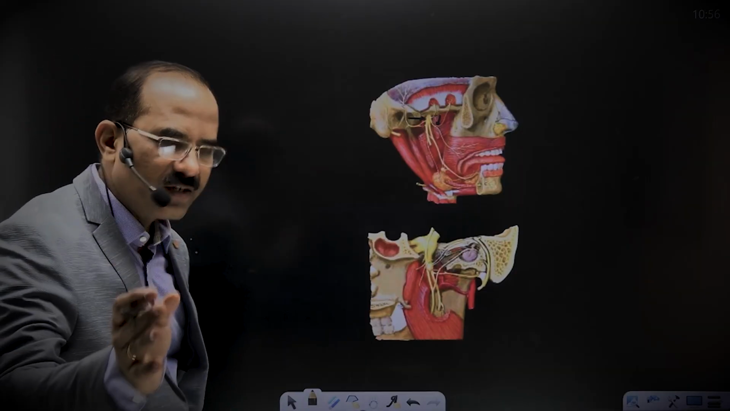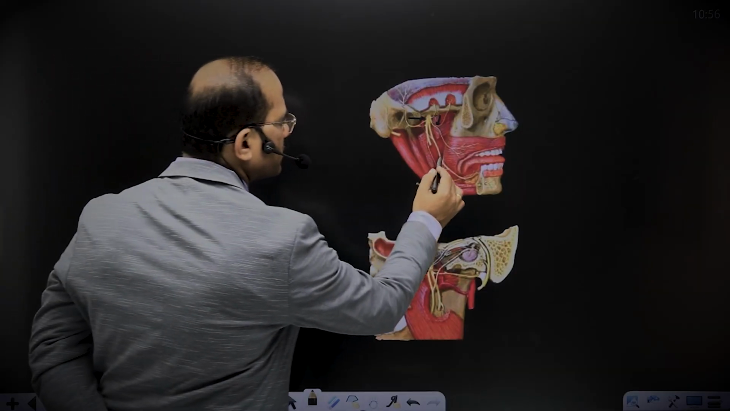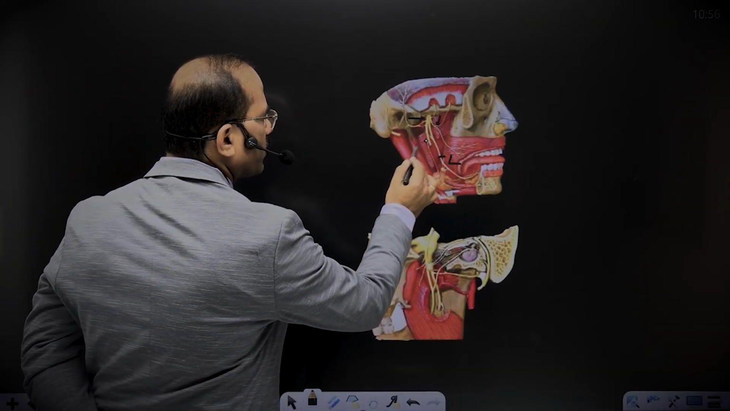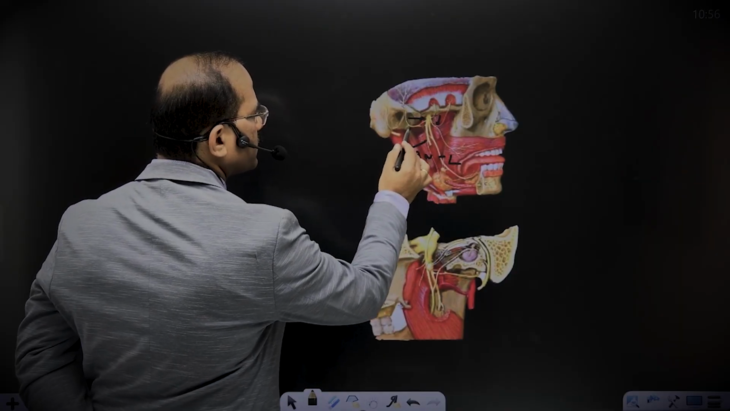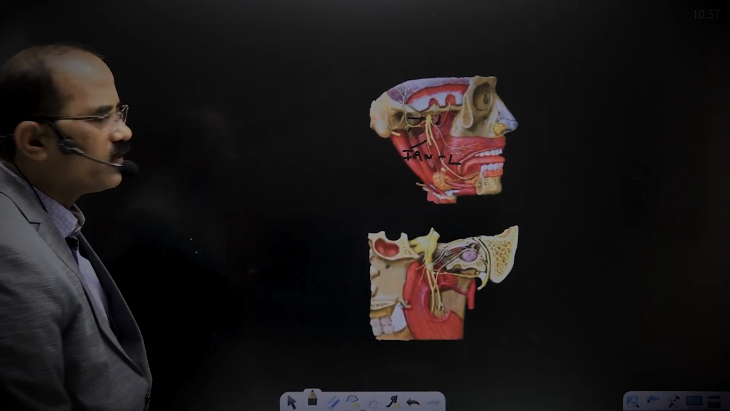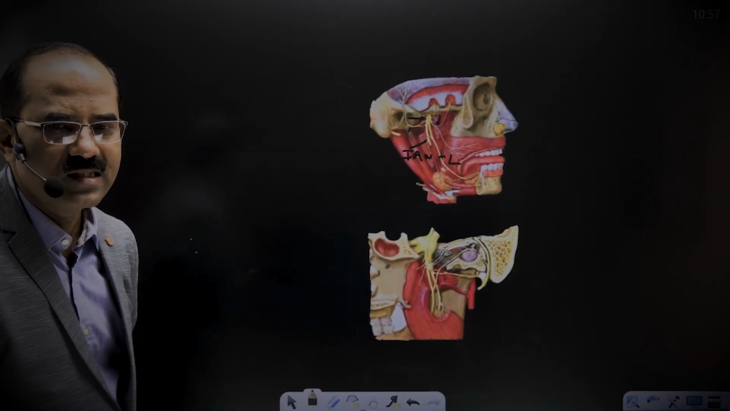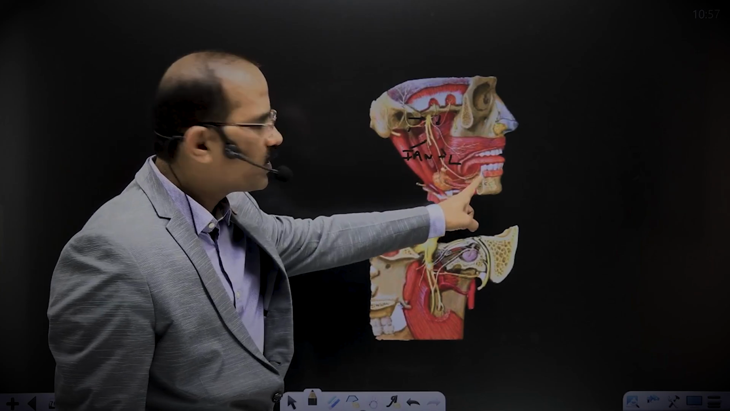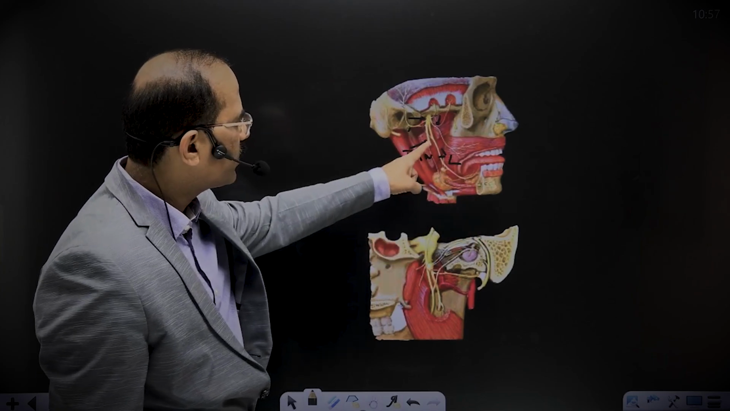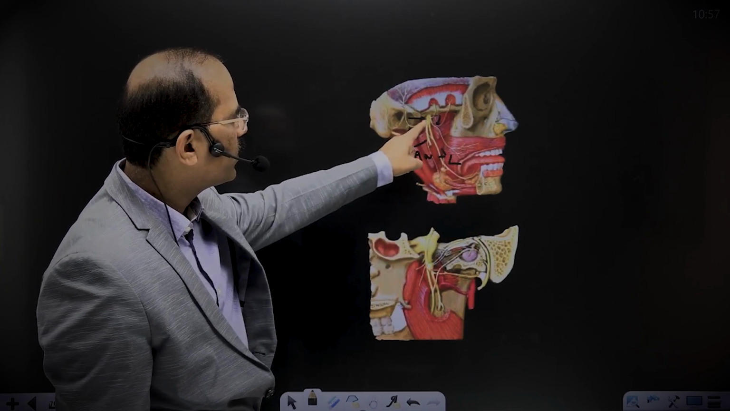From the posterior division, what are the branches? What is this nerve? That's the lingual nerve. That's the inferior alveolar nerve. And that's the auriculotemporal nerve. Can you see this? Yes. That's the lingual nerve, which is coming down here to supply the tongue. Inferior alveolar nerve, and that's the auriculotemporal nerve.